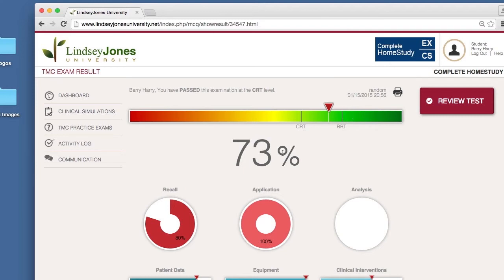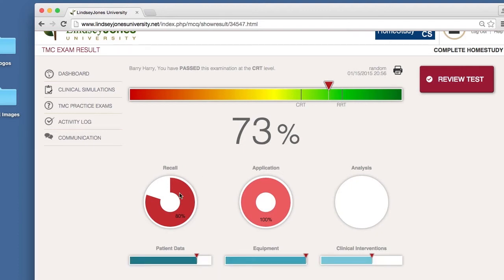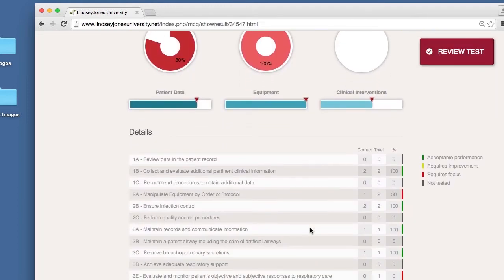Now, further down here, and I've talked about this before, I can look at how I did on the recall questions. I got 80%, so I was pretty good with that. On the application questions, I got 100%, but on the analysis questions, I got 0%. And that means there were only 15 questions there, so I probably missed one or two of those, as you can see. And then you can come and see the details.